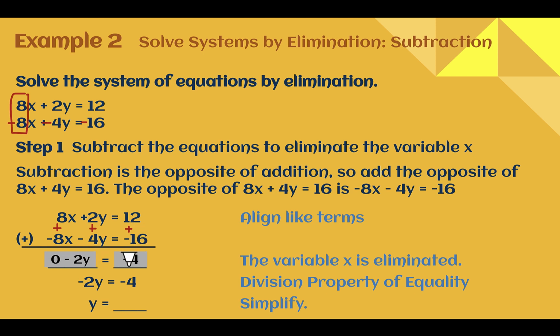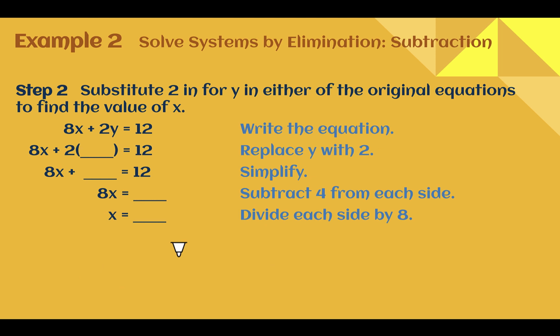Solve for the variable that remains. Negative 2y equals negative 4. So this must be 2. y was equal to 2. Now I'm going to substitute 2 in for y. 2 times 2 is 4. So 8x plus 4 is equal to 12. If I take away that 4, I get 8. 8x equals 8. x must be equal to 1.